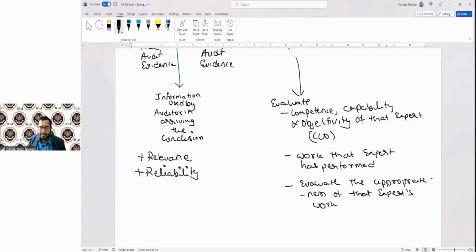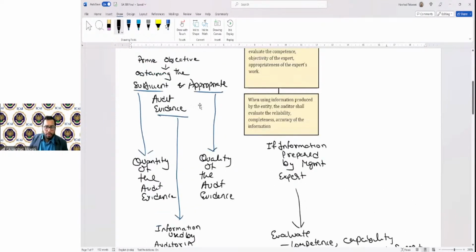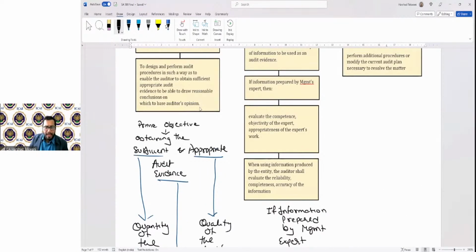Okay, as an audit evidence. I'll write as of now AE for audit evidence for the short form, but please do not use these abbreviations in the exam. Use the full term. Okay. So, as I said, I'll evaluate the competency, objectivity of the expert, and appropriateness of the expert's work. When using the information produced by the entity, I need to evaluate the reliability, completeness and accuracy of the information, basically.